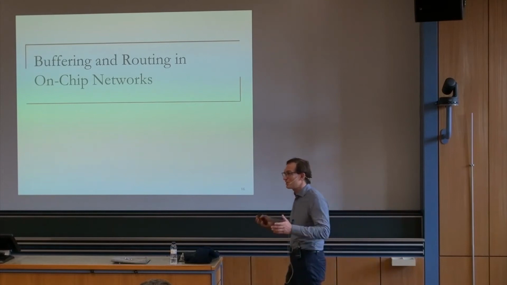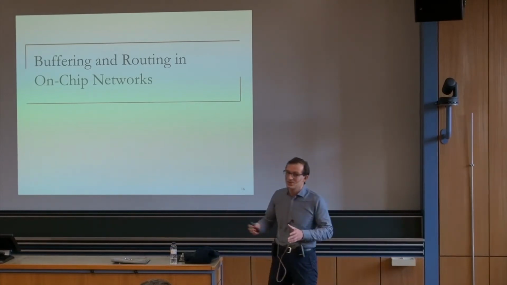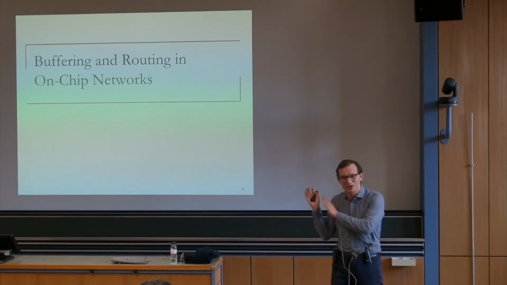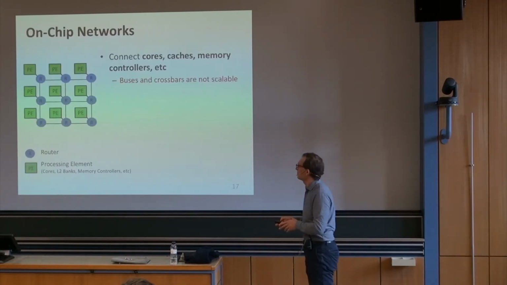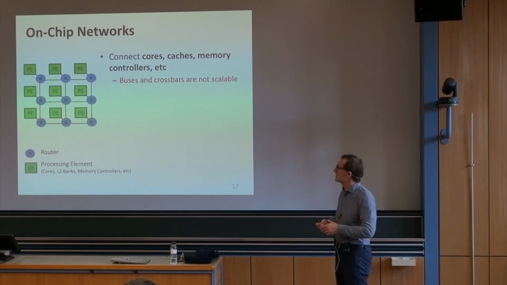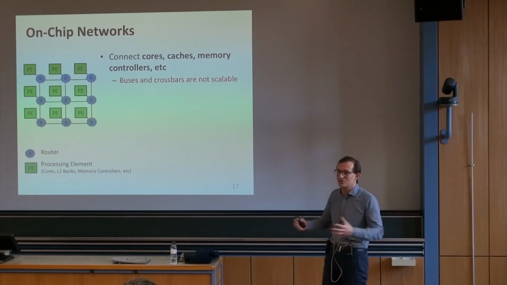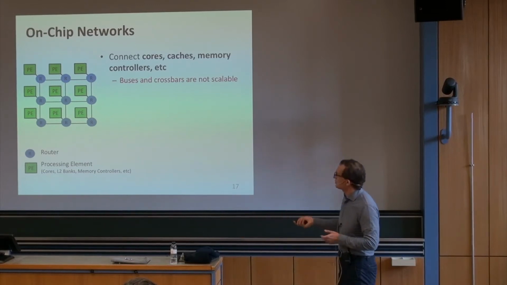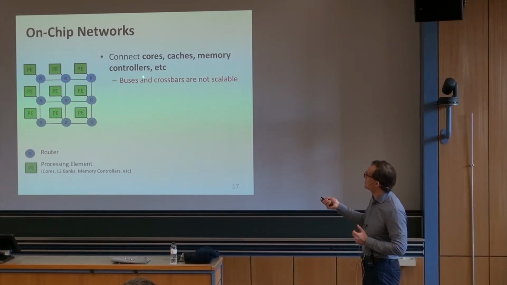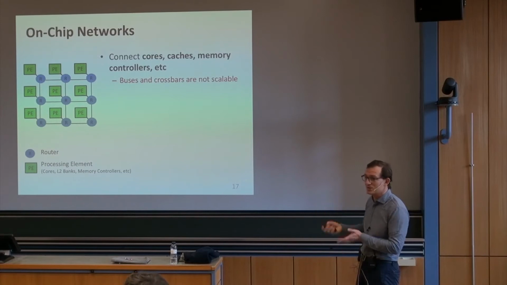Let's talk about on-chip a little bit. Everything we've discussed is much more general, actually. What we're going to discuss is also much more general than on-chip, but I'm going to motivate it based on on-chip because, as I said, today's systems are actually distributed systems on chip. So if you look at on-chip networks, these are networks that today connect cores, caches, memory controllers, and other components, accelerators.